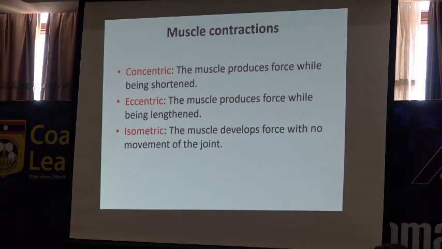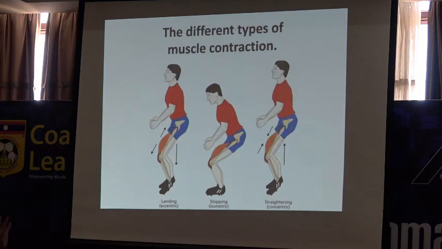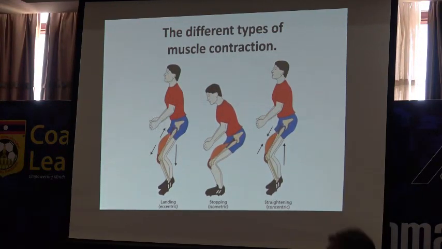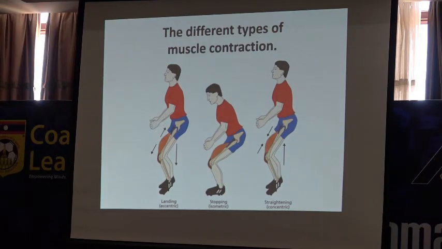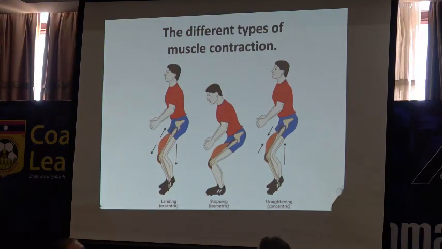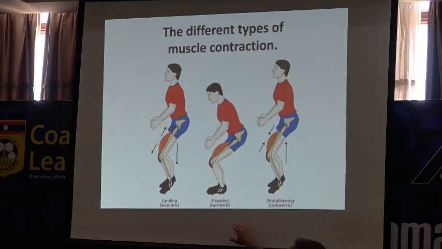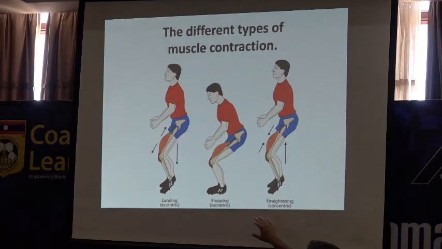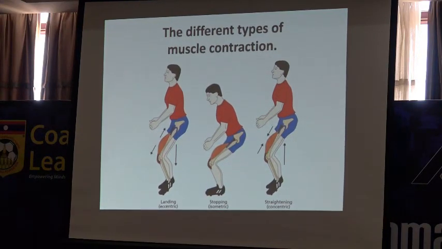Most athletes get injured during eccentric actions. This is why we really need to pay attention to this part of strength training or power training. We recommend doing all three, not just one. So this is an example. When I'm landing from a jump, my quadriceps are doing eccentric contractions. When I'm stopping the movement, it's isometric. And when I jump up again or straighten, it's a concentric.